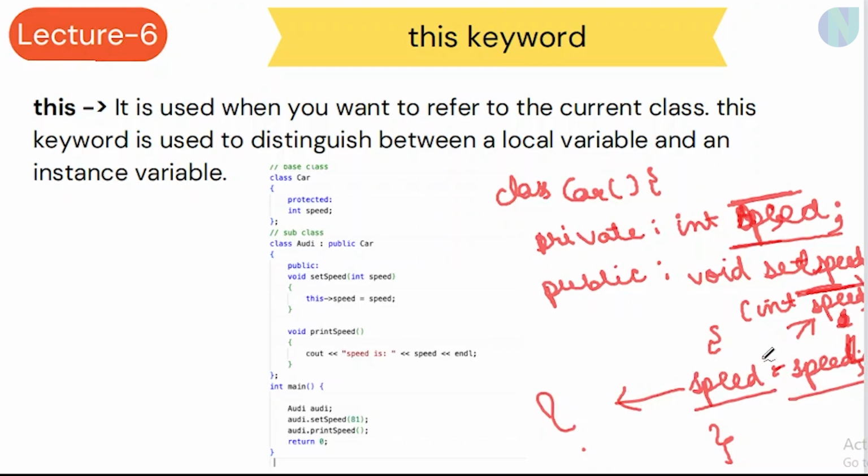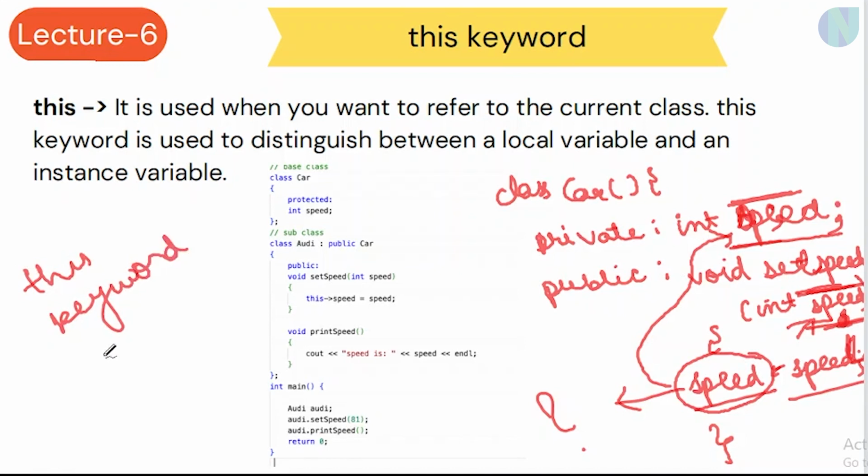We know that we are feeding the data into this particular speed variable, which we are getting from this particular parameter. But how does the compiler know this? So here this keyword comes into the picture. If we write it like this, speed is equal to speed, it won't show any error. So let's understand what I have done here.